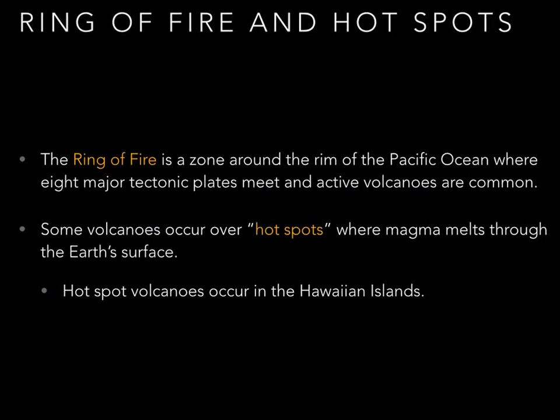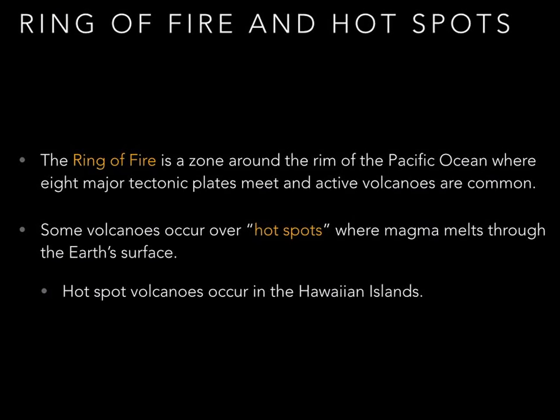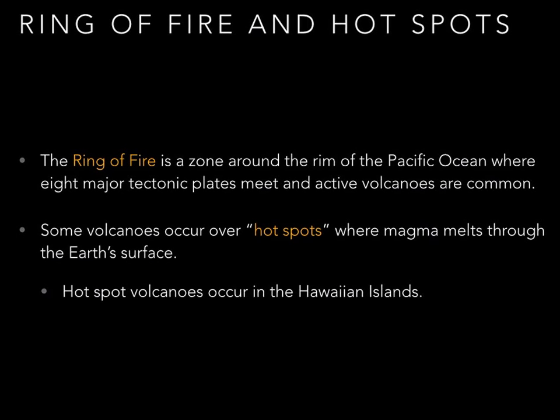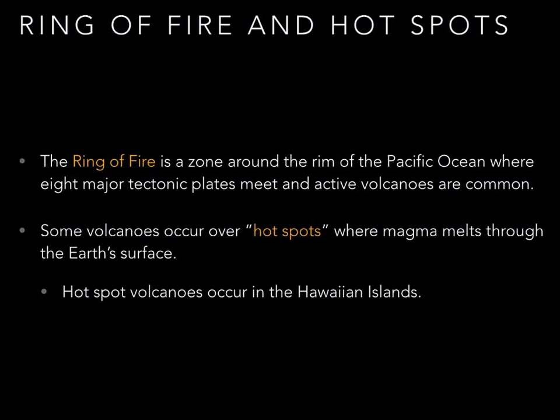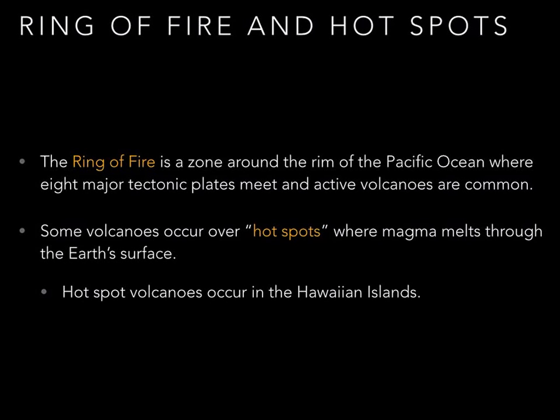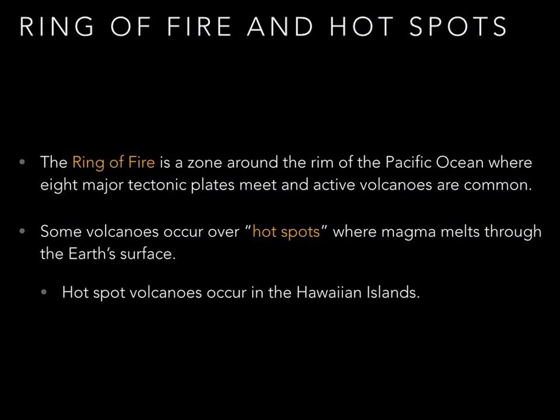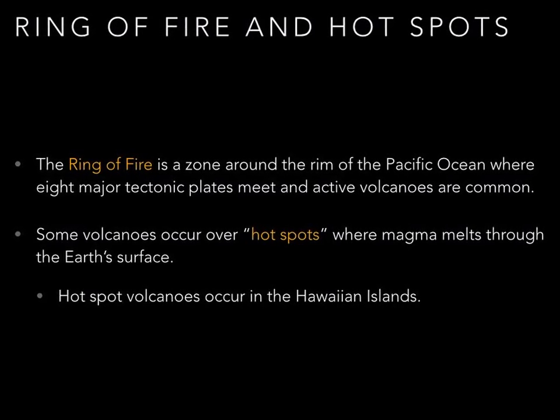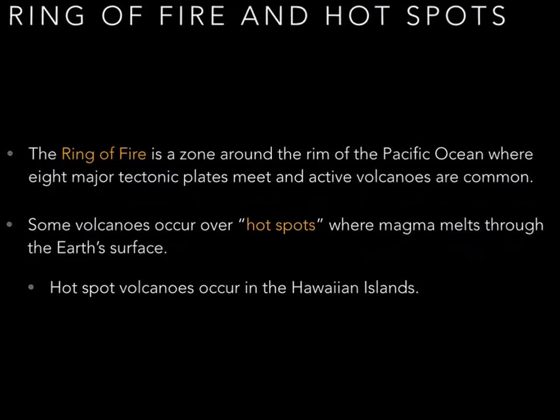Ring of Fire and hot spots. The Ring of Fire is the zone around the rim of the Pacific Ocean where the 8 major tectonic plates meet, and active volcanoes are quite common. A few volcanoes occur over hot spots, where magma melts through the Earth's surface. This is the case in the Hawaiian Islands.